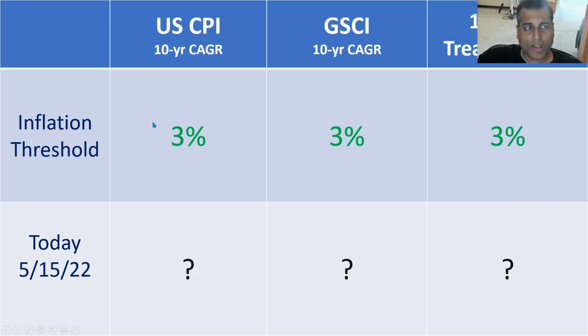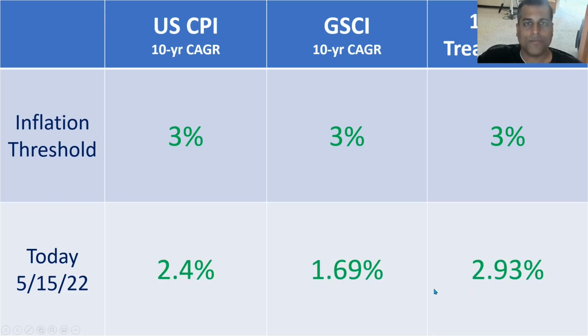So then we go back to my table. So we looked at all three: the US CPI, the GSCI, and the 10-year US Treasury yield. So what are these numbers today that we just looked at? As you can verify over the prior few minutes of this video, 2.4% for the US CPI, 1.69% for the Goldman Sachs Commodity Index, and 2.93% for the US Treasury yield. All three are closer to 3% than they were a few months ago, but they have not crossed 3%.